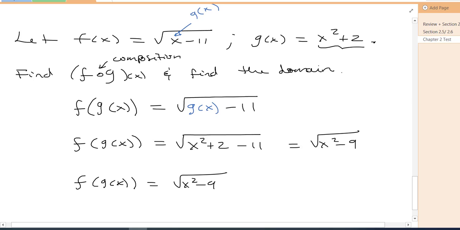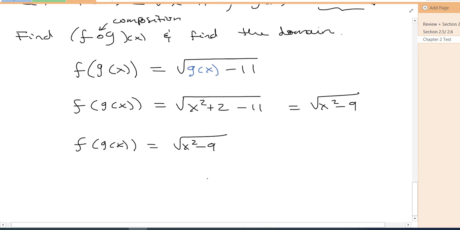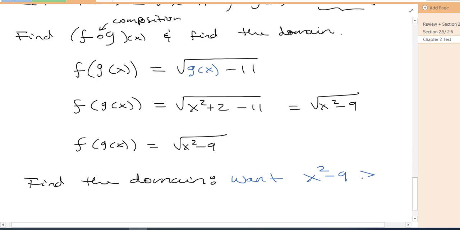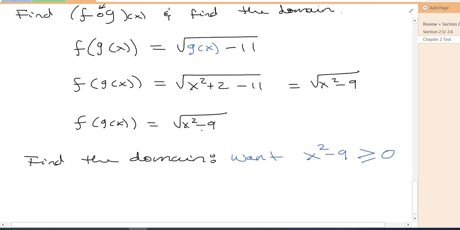Now, how do we find the domain? Because we have a radical, we can't take the square root of a negative number, so we want the inside of that radical, x squared minus 9, to be greater than or equal to 0. It's okay to be equal because the square root of 0 is 0, but then we want everything in here to be a positive number because we can't take the square root of a negative number.